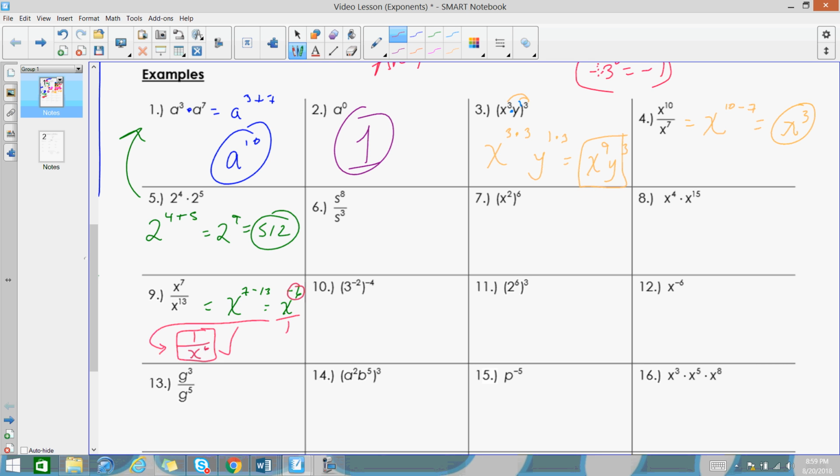Now, I say let's do number 10 for this reason. Take a look at this guy. 3 to the negative 2nd power, and then all raised to the negative 4th power. Now you're like, oh man, I should just change it and move it all together. I always tell my students this. There are times when you want to do that and times not to. In this case, you're not going to want to, because this is a power raised to a power. We have this negative 2nd raised to the negative 4th.